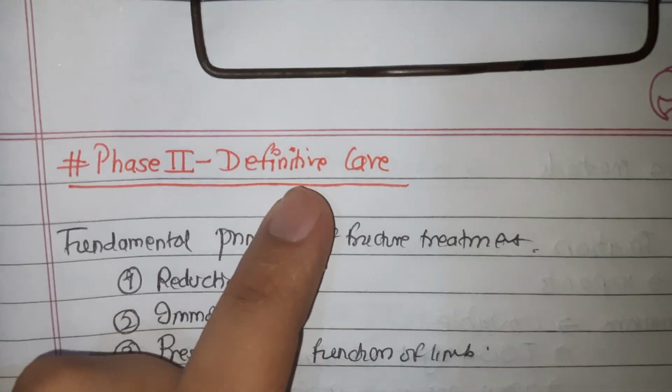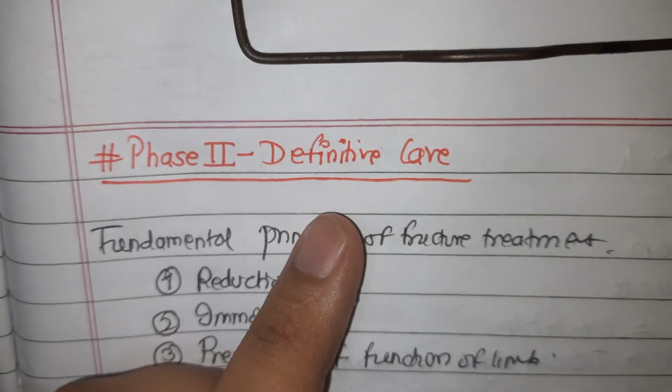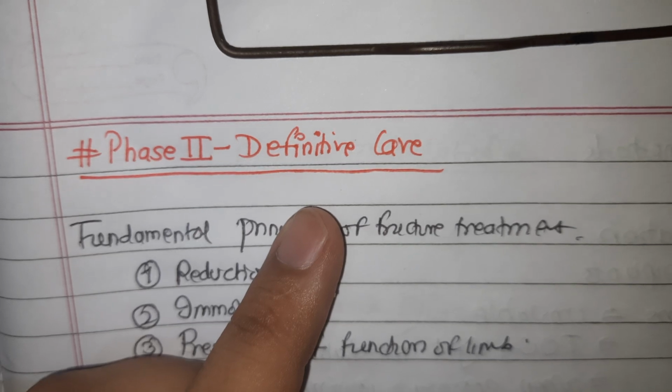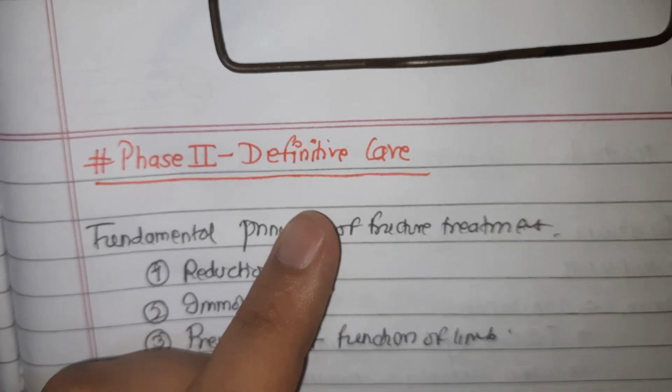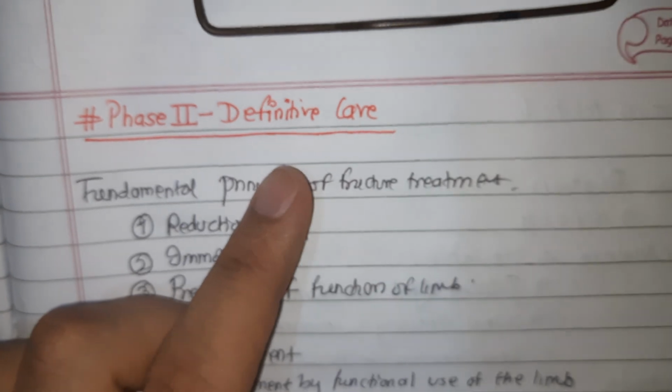Nowadays the aim of modern treatment, the principle of definitive fracture care, is to get the limb function back to the pre-injury level. For this, early functional use of the limb as far as possible is desirable.